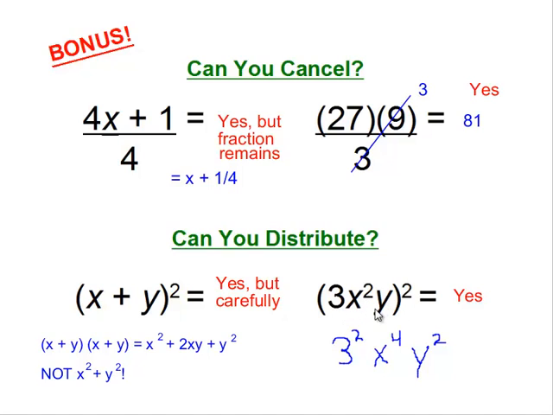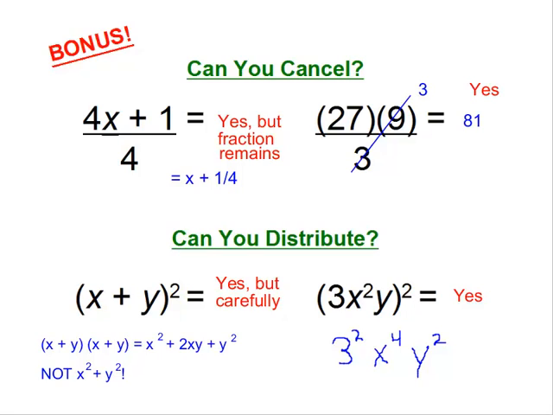This is nothing but multiplication inside these parentheses. And exponents are basically glorified multiplication, so no problem distributing this. This outer exponent goes on to each of the terms in there. 3 squared, x squared squared becomes x to the 4th, and y squared. Everything's good there.